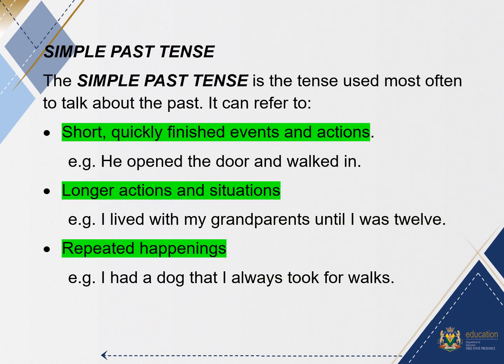Let's have a look at what the simple past tense is about. This is the one we use most often to talk about the past. It can refer to a short, quickly finished event or action, for instance, he opened the door and walked in. It can be a longer action or situation: I lived with my grandparents until I was 12. Or repeated happenings, for example, I had a dog that I always took for walks. So that's all simple past tense.